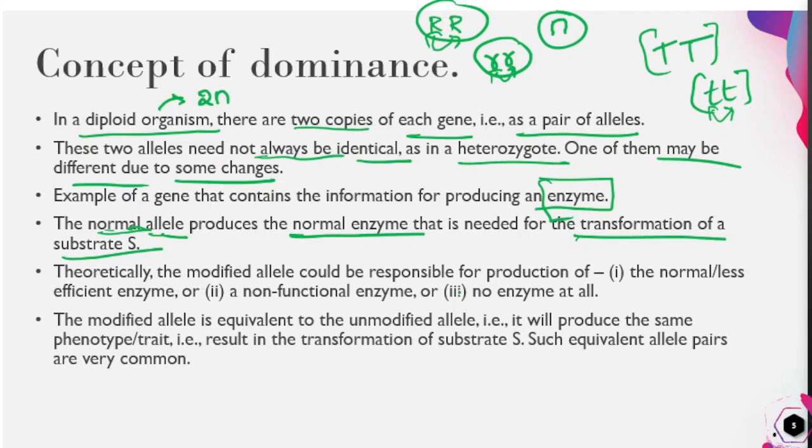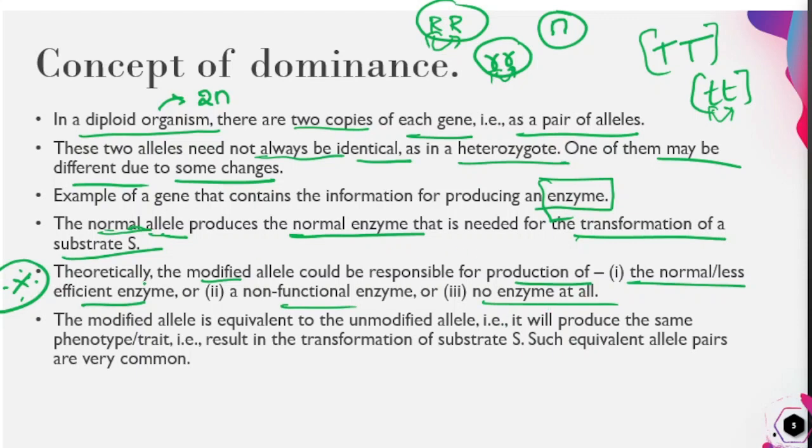Theoretically, the modified allele could be responsible for the production of a normal or less efficient enzyme. So what is a modified allele? A modified allele is not an identical allele. It can be responsible for normal or less efficient enzymes, non-functional enzymes, or no enzyme at all. You have to remember three conditions in the case of a modified allele: normal or less efficient enzymes, non-functional enzymes, or no enzyme at all.